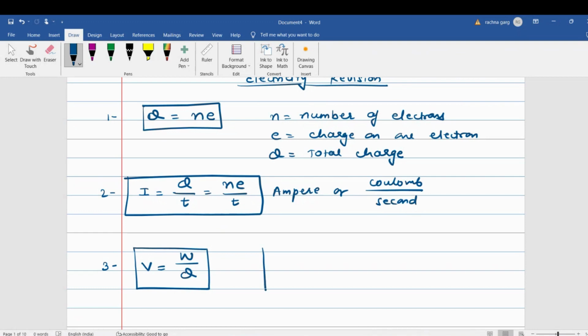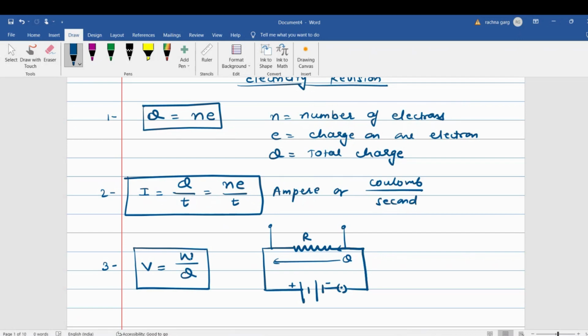Suppose this is the electric circuit. Positive, negative. This is the resistance R. I want to find potential difference across this. Okay. So it is the work done in moving unit charge Q from this point to this point. So that will be the potential difference.